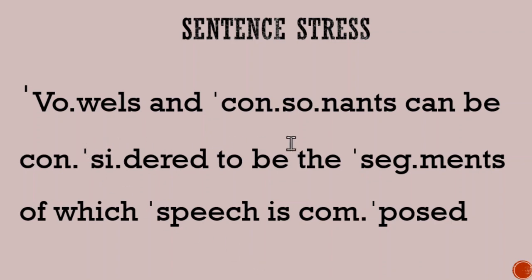prominence. Vowels and consonants can be considered to be the segments of which speech is composed. So, vowels and consonants, I have slurred over 'and'. I did not say 'vowels and consonants'. I said 'vowels 'n' consonants'. Just an N sound was heard here. The same way here, 'consonants can be considered'. I did not say 'consonants can be considered'. I said 'consonants c'n be considered'. Again, 'consider to be the segments', 'to be the', I have slurred over these words.